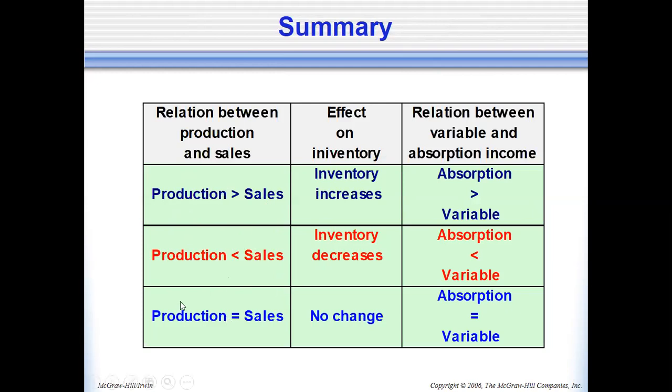What if the two are equal? In that case, no change, and absorption income is equal to variable, which is seldom, very, very seldom to occur, I would say. Why did I say very, very? Because in real life, it is really close to impossible that what we produce is what we sell. That is just an assumption for management accounting.